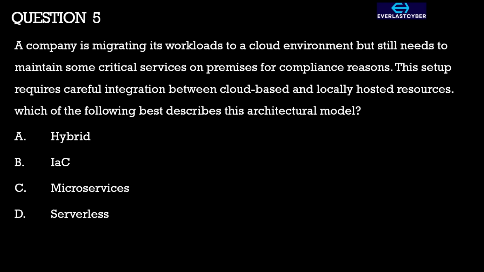A hybrid cloud architecture combines on-premises infrastructure with cloud-based resources, and this allows organizations to retain certain workloads locally while taking advantage of cloud scalability and flexibility. Option B, IaC, or Infrastructure as Code, refers to the automation of infrastructure provisioning using code. It is a methodology or toolset, not an architectural model.